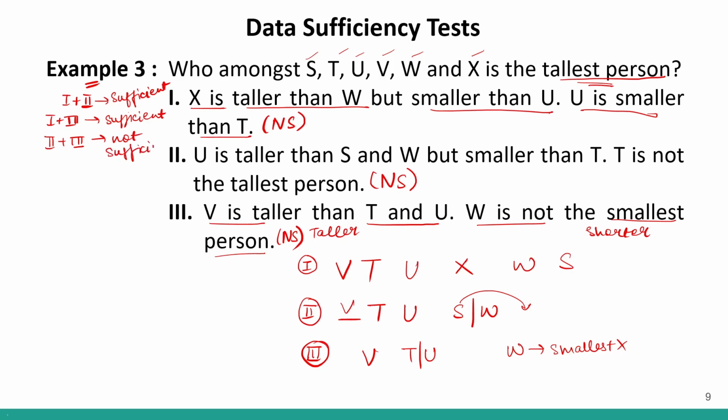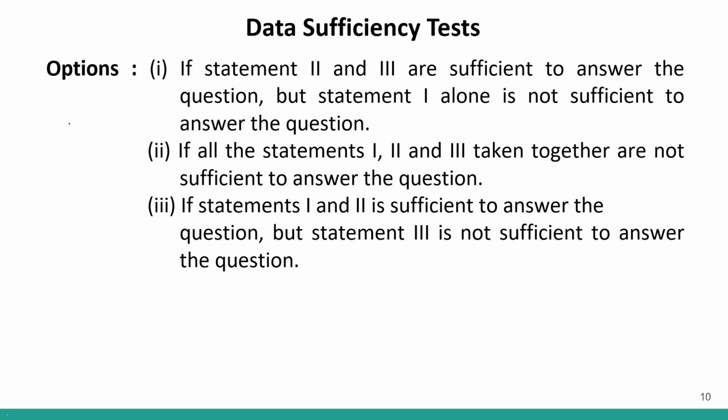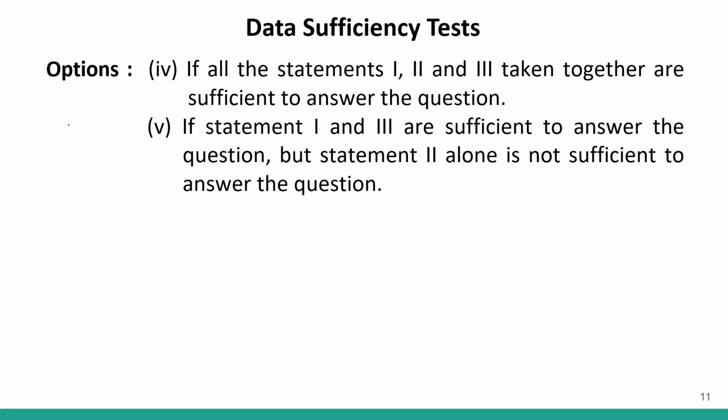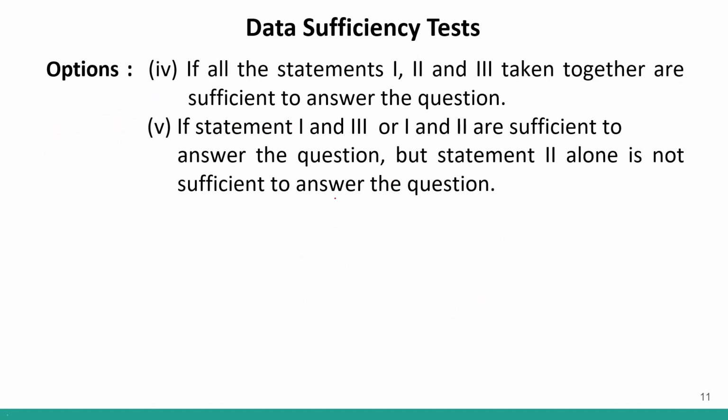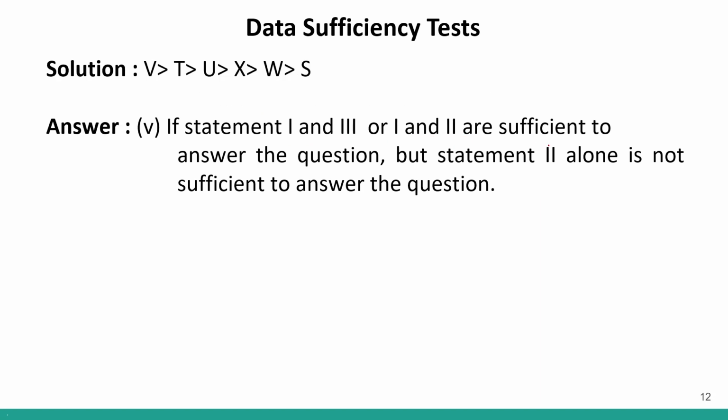Correct? So I can say either from 1 and 2 or from 1 and 3, I can find my answer. Now, if I look at the options, option number 5 says that statements 1 and 3 or 1 and 2 are sufficient to answer the question. So my answer will be option number 5, that 1 and 3 or 1 and 2 are sufficient to answer the question. Clear?